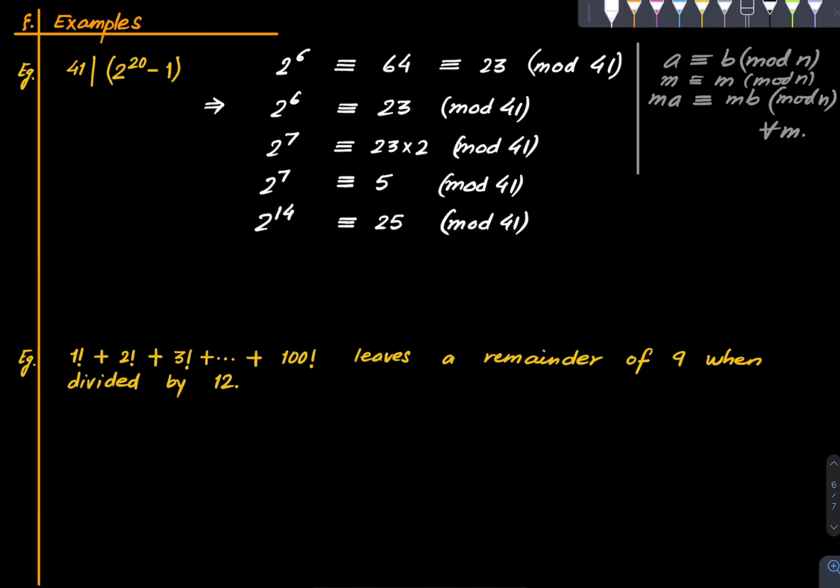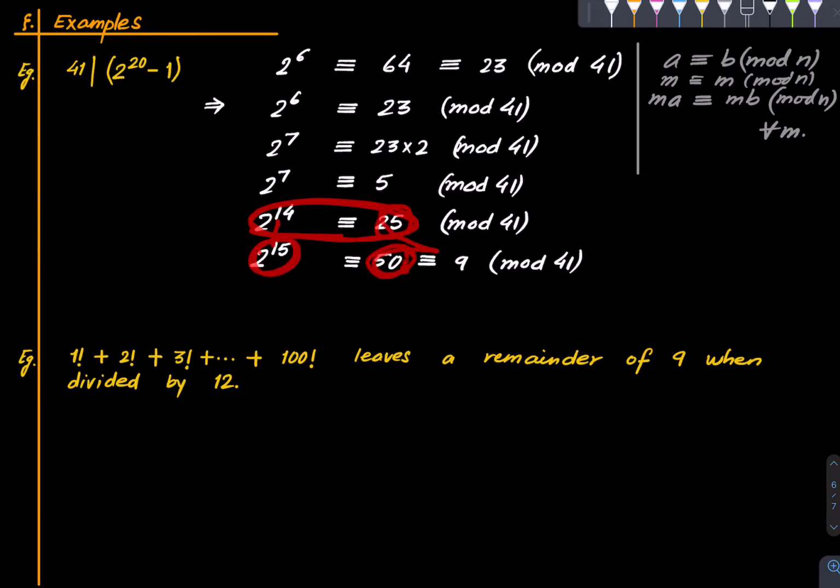So now this gives us 2 to the power 15 is congruent to 50, which is congruent to 9 modulo 41. Again, all we did is multiply both sides by 2. This becomes that, and 25 times 2 is 50, which is congruent to 9 modulo 41, because the difference of 50 and 9 is 41.